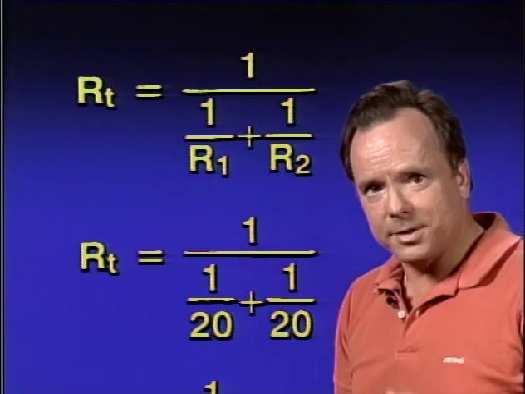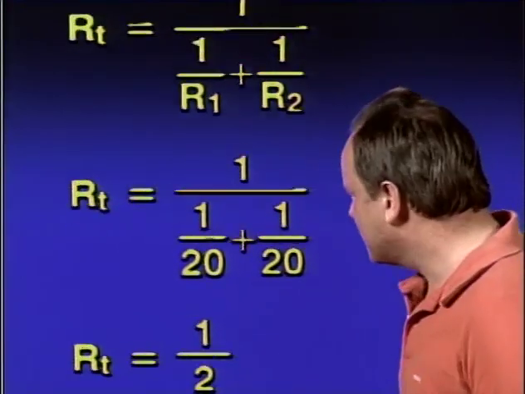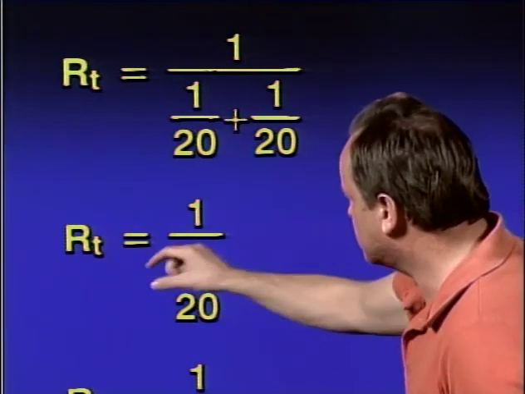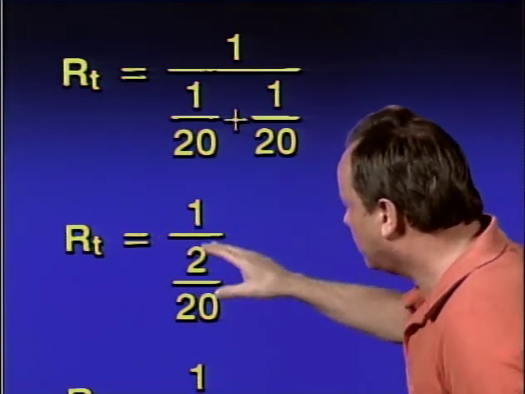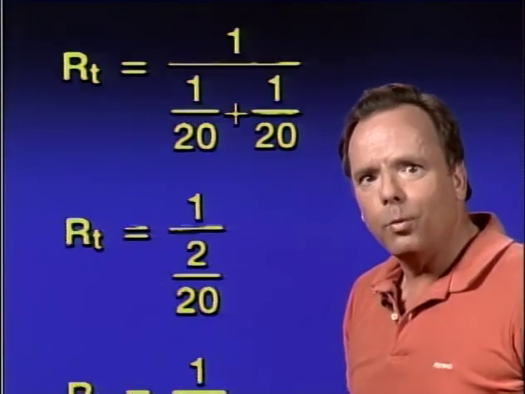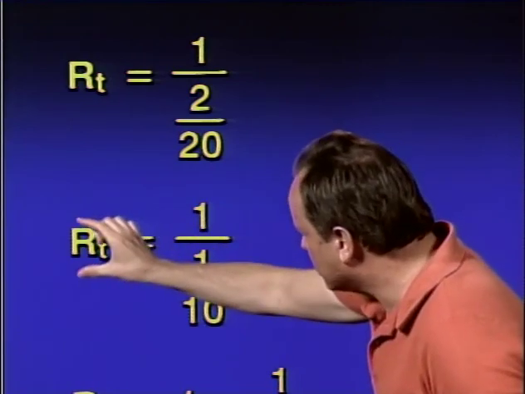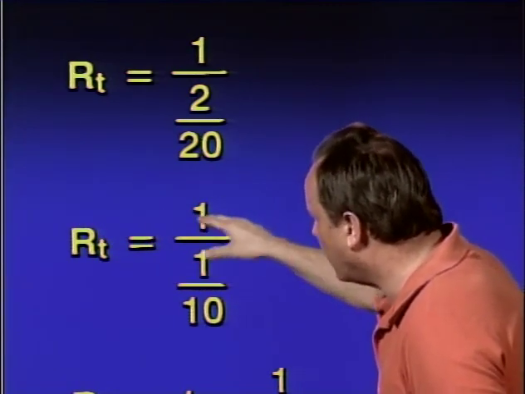Well, 1/20 plus another 1/20 comes out to what? Well, let's take a look at it. It comes out to 2/20. So now the total resistance is equal to 1 over 2/20. What is 2/20 equal to? You got it. It's equal to 1/10. So now the total resistance is equal to 1 divided by 1/10.